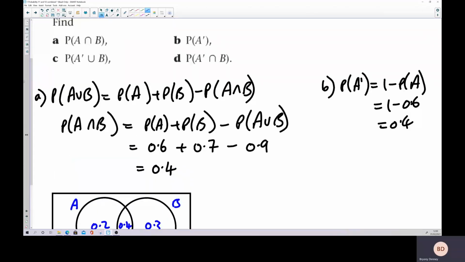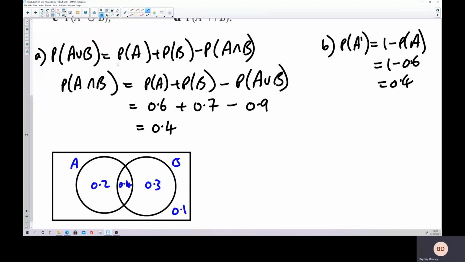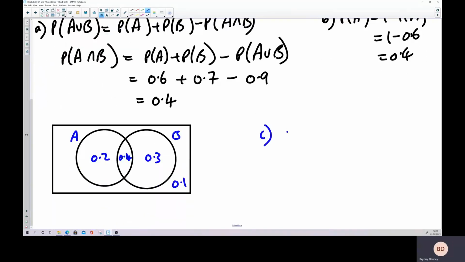Now for part C, we want to know what is the probability of not A union B. So this means everything that's not in A together with everything that's in B. Okay, so everything that's not in A is everything on the outside of A. So that's that 0.3 plus 0.1.